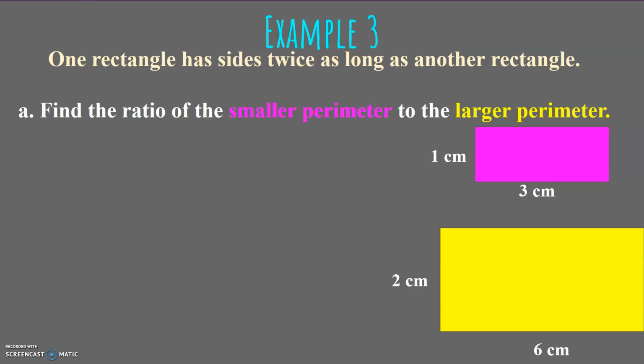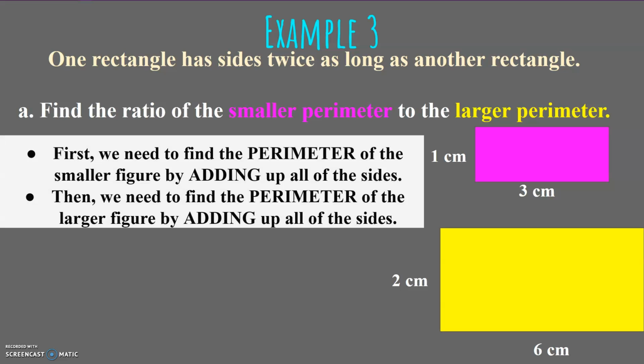All right, example 3. One rectangle has sides twice as long as another rectangle. Our goal here is to look at the ratio between side length, perimeter, and area between these two rectangles. So first we're going to find the ratio of the smaller perimeter to the larger perimeter.